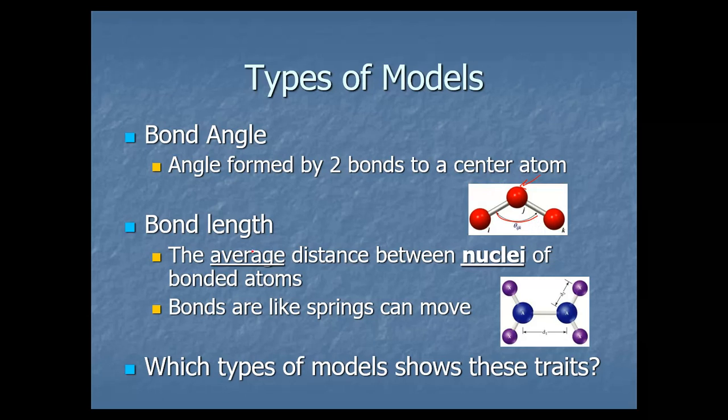The bond length, the average distance between nuclei, can be determined, and those are represented here with the ball and stick model as well. Remember that bonds are pretty flexible, especially single bonds. When we're looking at the physical spacing of these atoms, remember that electrons are always moving and the bonds have some flexibility due to that. When we look at the types of models that show these traits, think about the pictures that we have here. The ball and stick models will best show these properties.